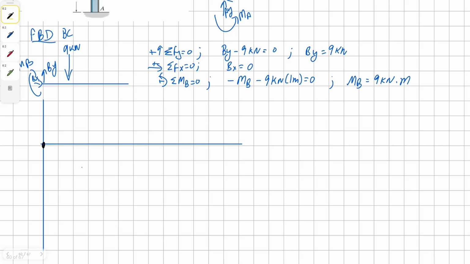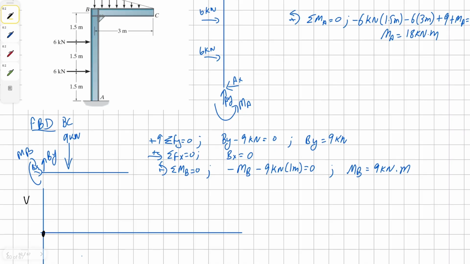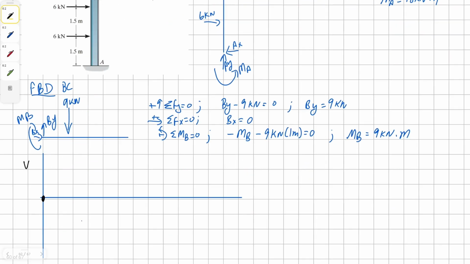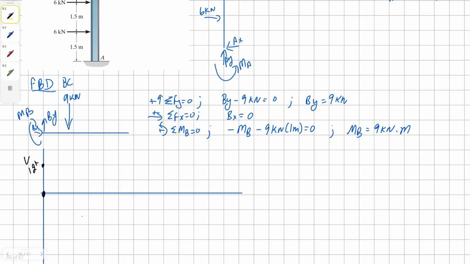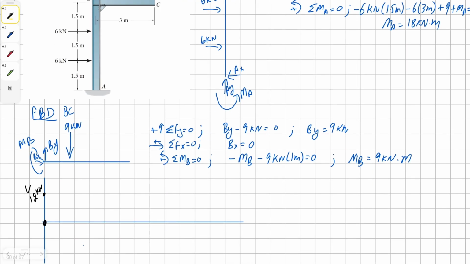Alright, now that we have all the required forces, we can draw our shear and moment diagrams. For shear, we're going to begin with member AB. So Ax pushes us up 12 kilonewton. And then we get pushed down 6 kilonewton after 1.5 meters. And then we get another push down to 0 after 1.5 meters. And then nothing happens for another 1.5 meters, and we remain at 0. And this is our section AB.